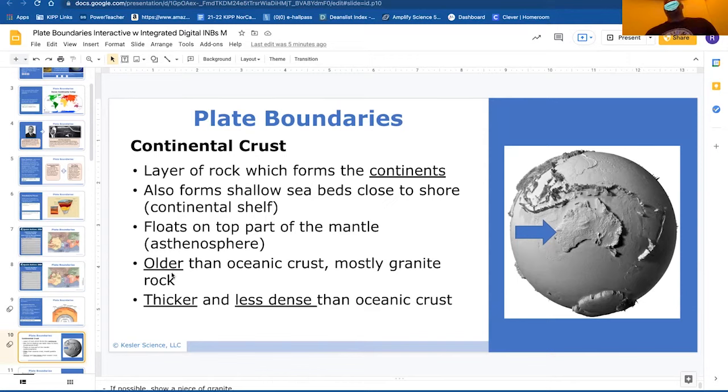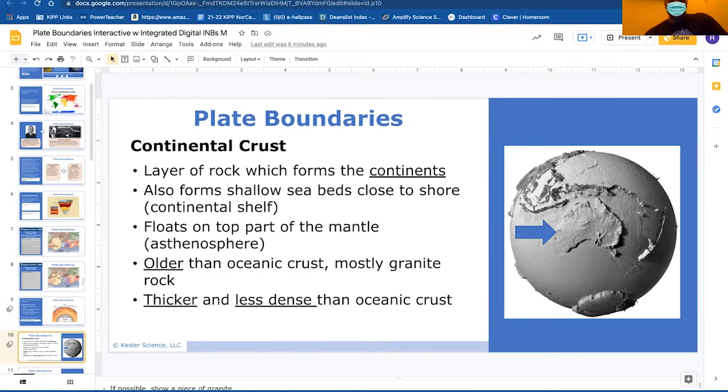Why is that? Because the oceanic crust, remember, as it comes up in the mid-Atlantic ridge, it travels out to the edges, it subducts underneath the continental crust and ends destroyed. And it's this constant creation and destruction, creation and destruction. The plates have been pretty much floating on top for a long time. So they're very, very old. So again, continental crust is older than oceanic crust, and it's mostly made of granite rock. It's thicker and less dense, which is why it typically floats and oceanic crust goes underneath.